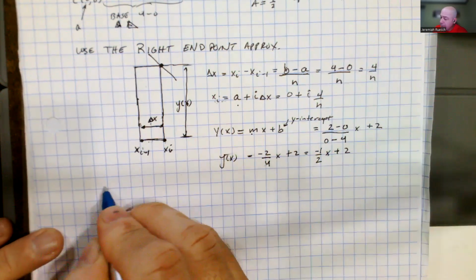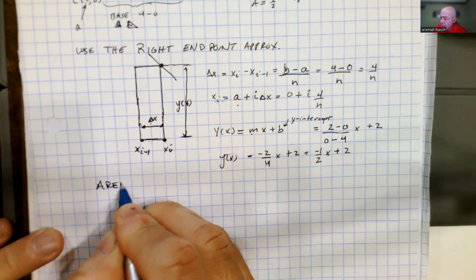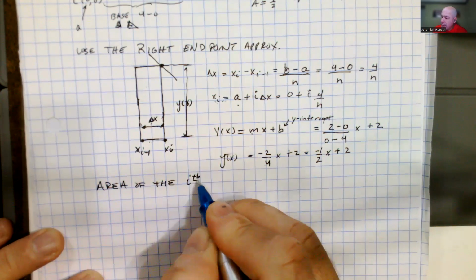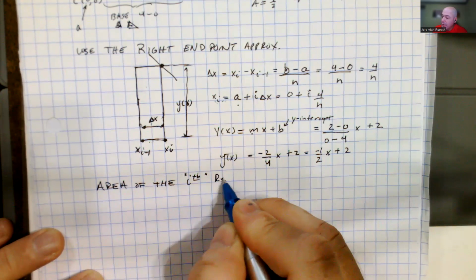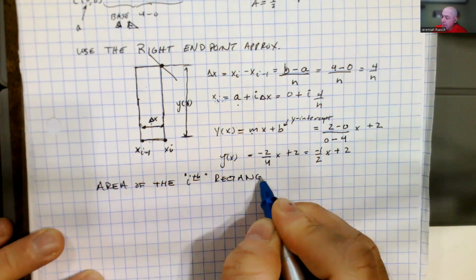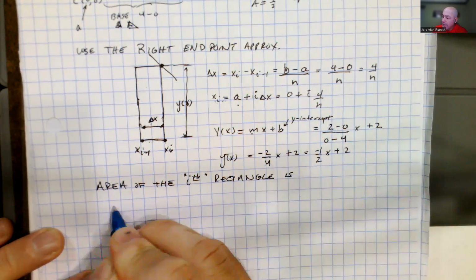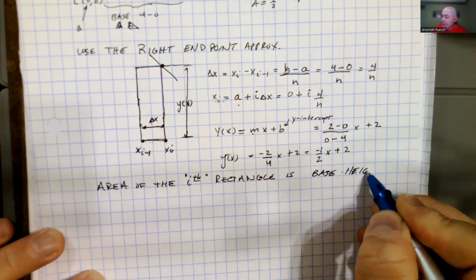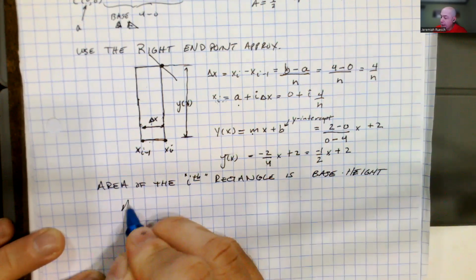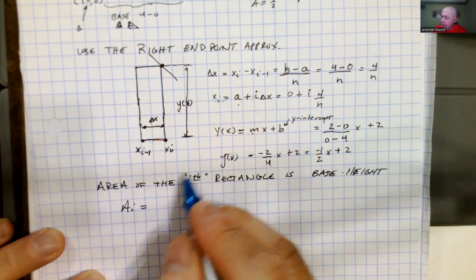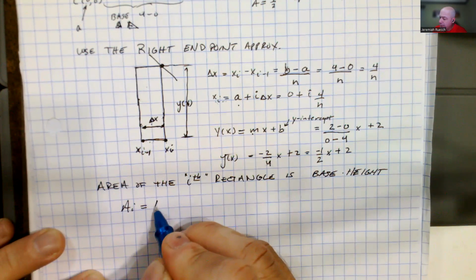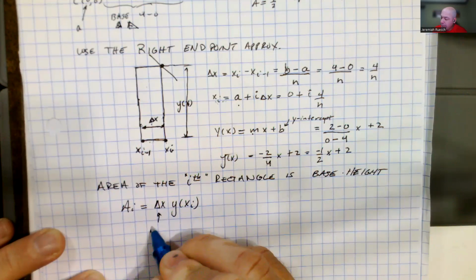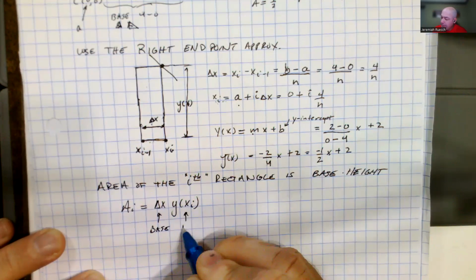So to do that, the area of the i-th rectangle is base times height. Just the area of a rectangle, base times height. And so we saw that A_i is equal to the base, which was delta x, times y of xi. This is the base, and this is the height.